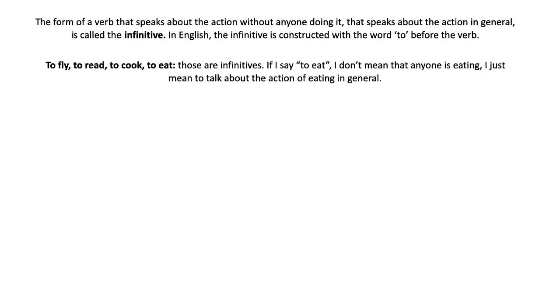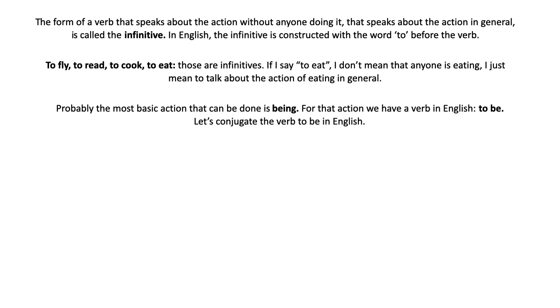To fly. If you say to fly, do you mean that something or someone is flying? No. You just want to talk about the action of flying, right? To fly. Same thing with to read, to cook, to eat. If I say to eat, I don't mean anybody's eating. I'm just talking about the action. To eat, right? That is the infinitive of the verb, okay?